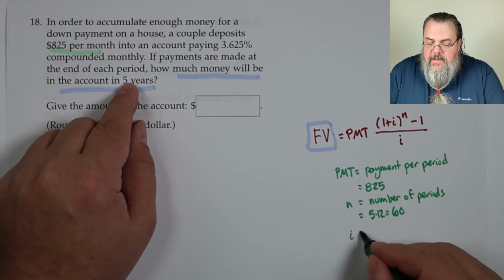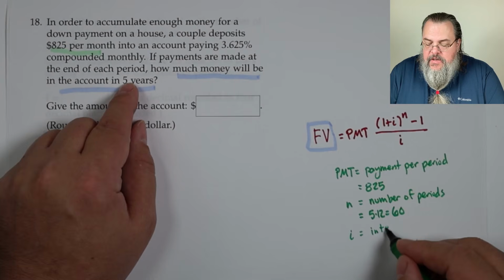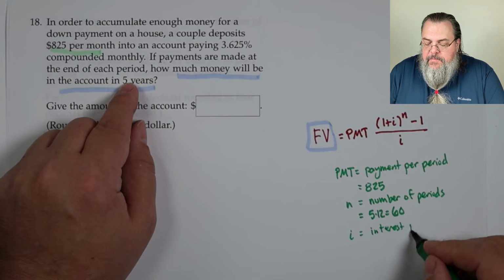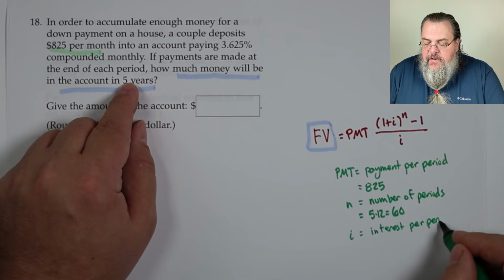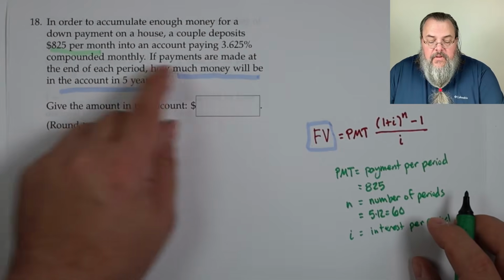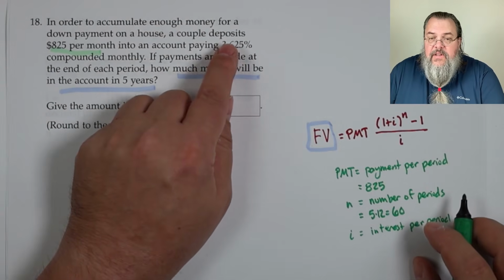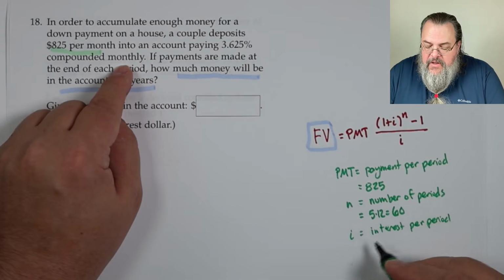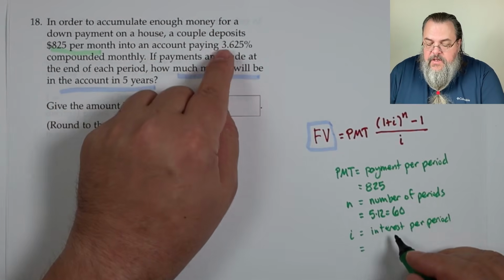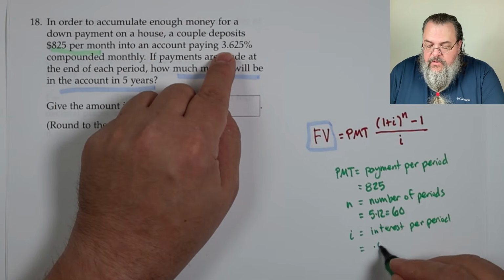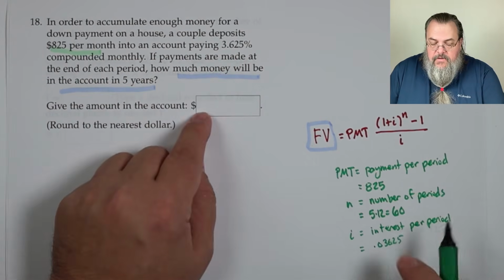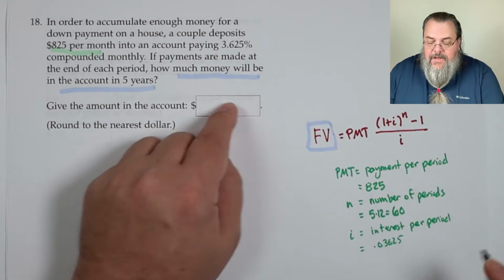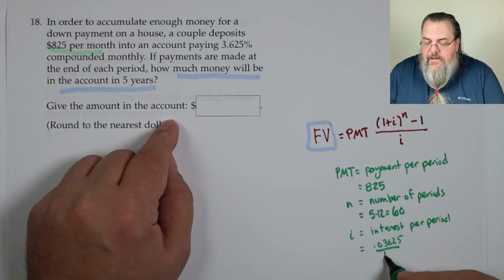What's I? Well, that's interest per period, right? So we have to adjust. This is 3.625%. That's the yearly interest, but it's yearly interest compounded monthly. So for us, we first convert this. That's 0.03625, right? Because we move the decimal over, divide by 12.